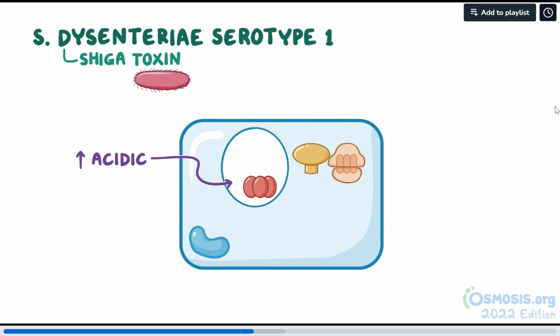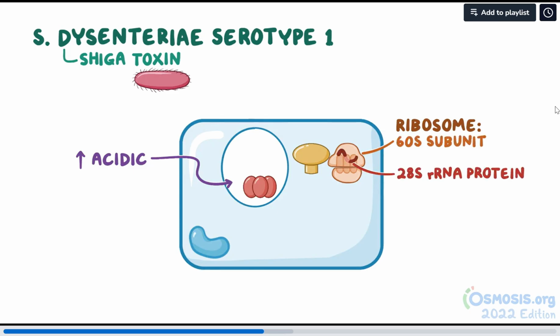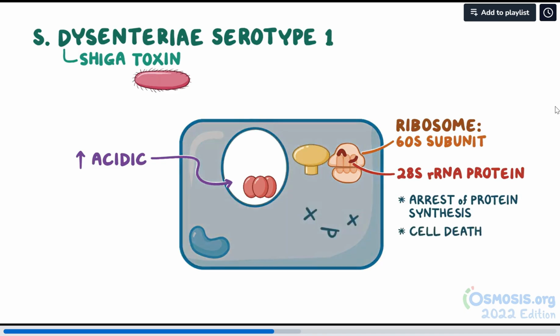ribosomes. In eukaryotic cells, ribosomes are made of 2 main subunits. The larger of the 2 is the 60S subunit, and it contains a 28S rRNA that's important for the initiation of polypeptide synthesis. The shigatoxin A subunit cleaves 28S rRNA, and the end result is an arrest of protein synthesis, followed by cell death.